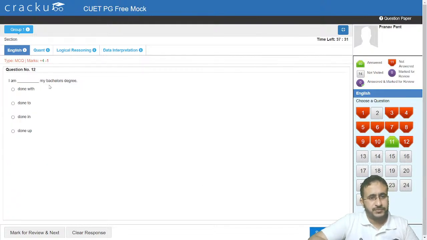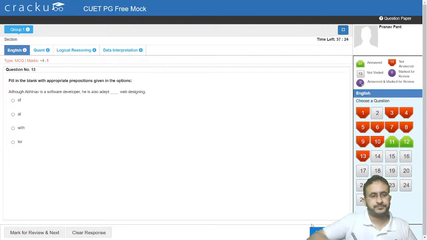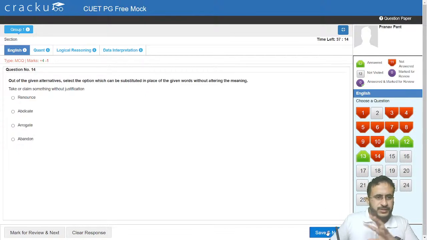I am dash with my bachelor's degree. Done with my bachelor's degree. Done with, right? You say I am done with this work. Although Abhinav is a software developer, he is also adept at. You are adept at something. Adept at writing, adept at reading, anything. Now this looks like a proper English paper. So apart from that RC, the rest of this is fine. Take or claim something without justification: renounce, abdicate, arrogate will be the answer. Renounce and abdicate mean to give up your position.